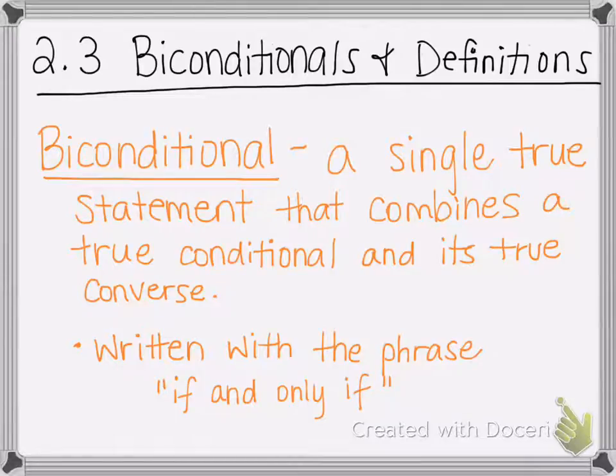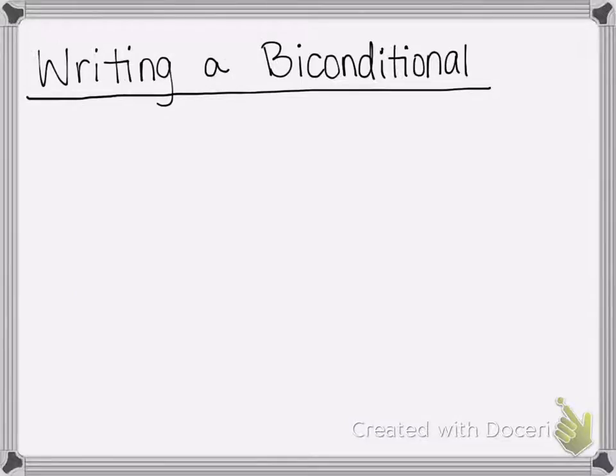Now, remember when we were working Friday that whenever you wrote some of these if-then statements, some of them ended up true, some of them ended up false. So, in order for you to be able to write a biconditional, both the conditional and the converse have to be true. Now, you can always know it's a biconditional statement because somewhere in that sentence you will see the phrase "if and only if." If you see that phrase, you're looking at a biconditional statement. Okay then, so let's look at writing a biconditional.